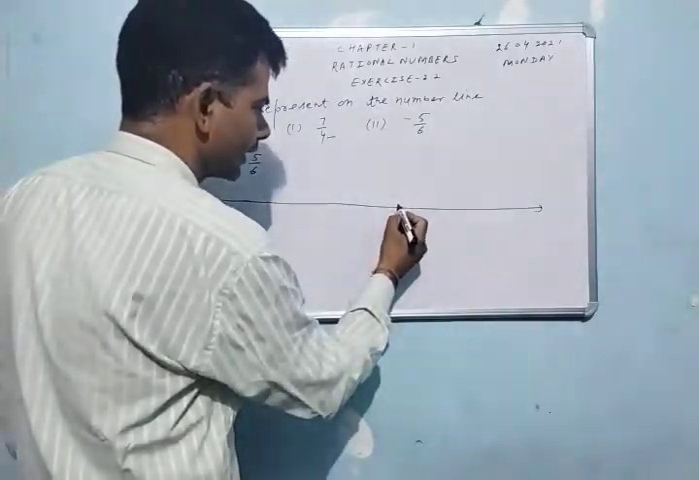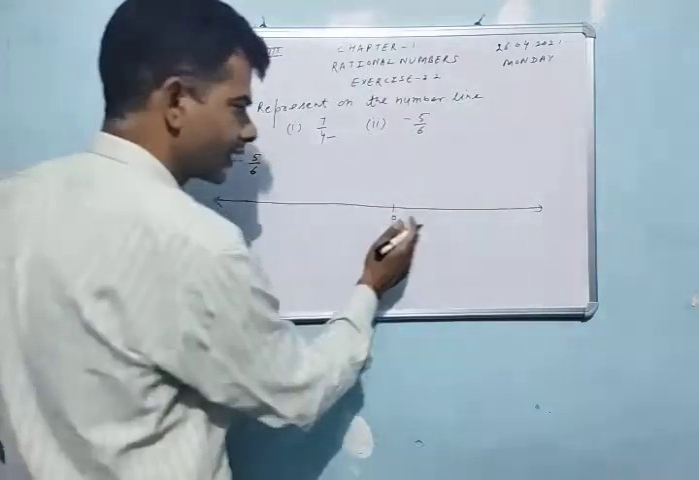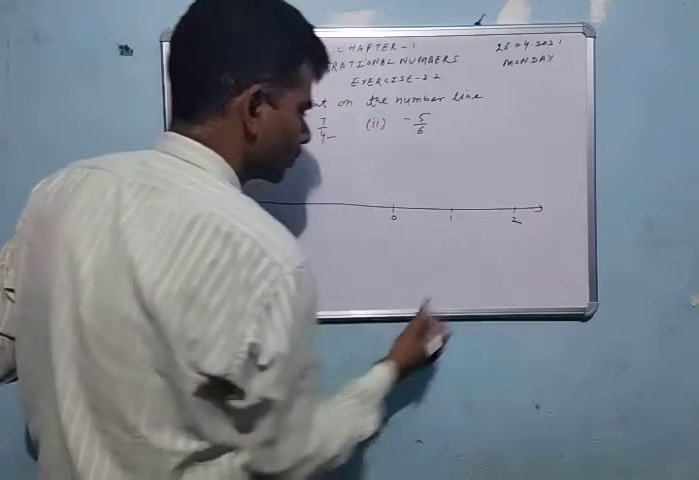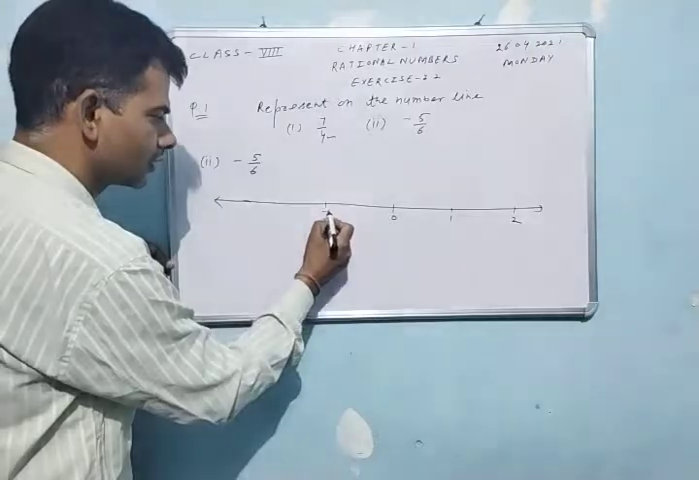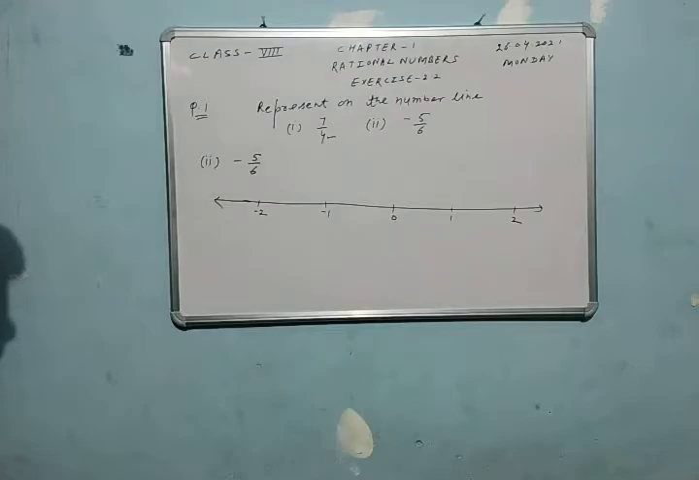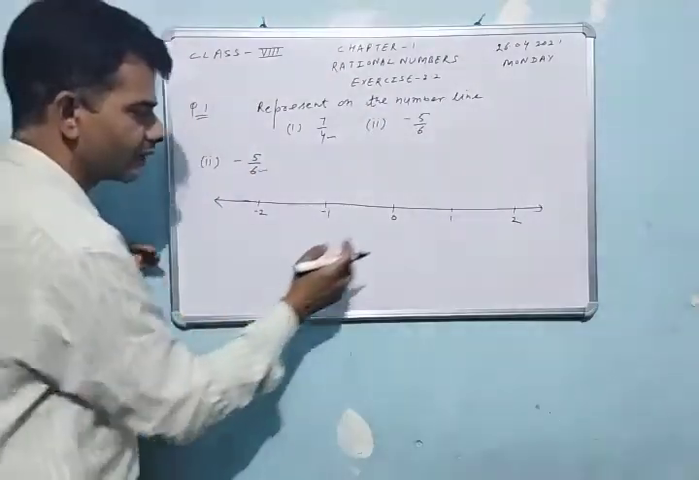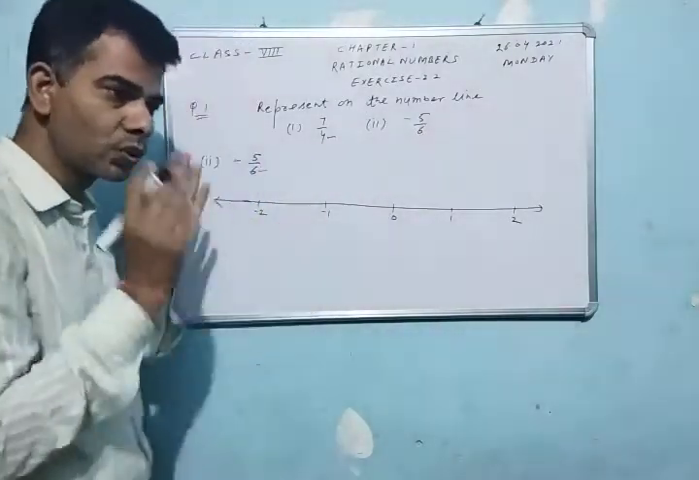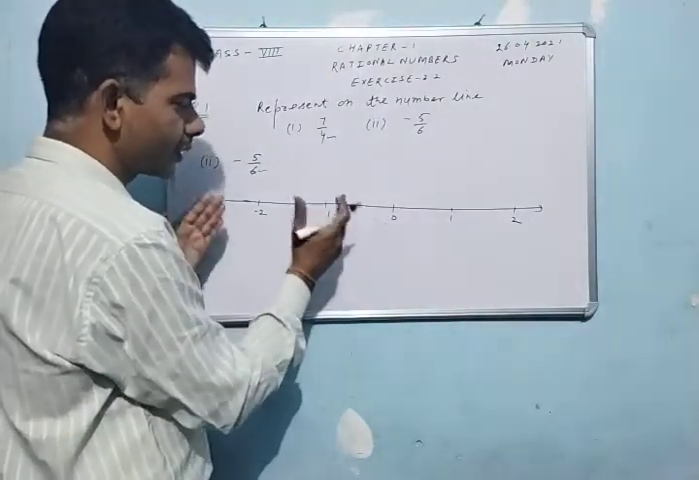Students, that is 0. As you know, towards the right hand side there will be positive integers, 1 and 2, and towards the left hand side there will be negative integers, minus 1 and minus 2. Students, now the denominator is 6. Now we will divide 0 to minus 1 into 6 equal parts.